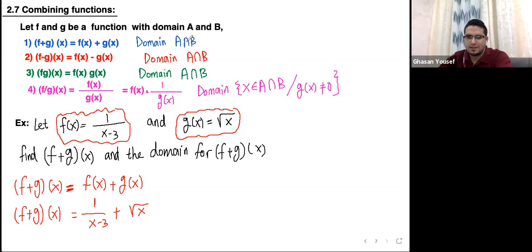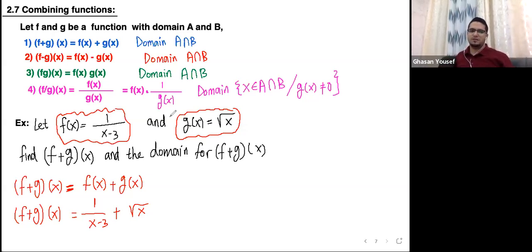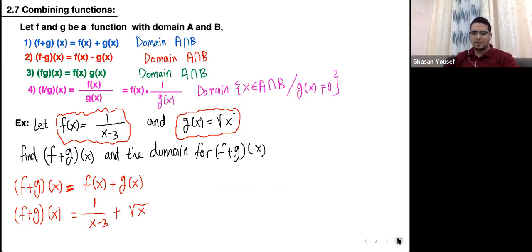Is it A and B? Yes, A and B is the intersection between the domain for the first function and the domain for the second function. So this is exactly the same as the first section of this book. And I gave an example before for how to find the domain, I mean the intersection between two intervals.